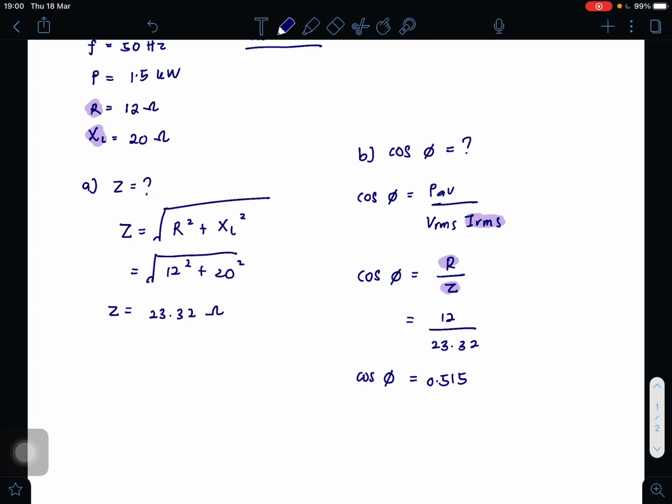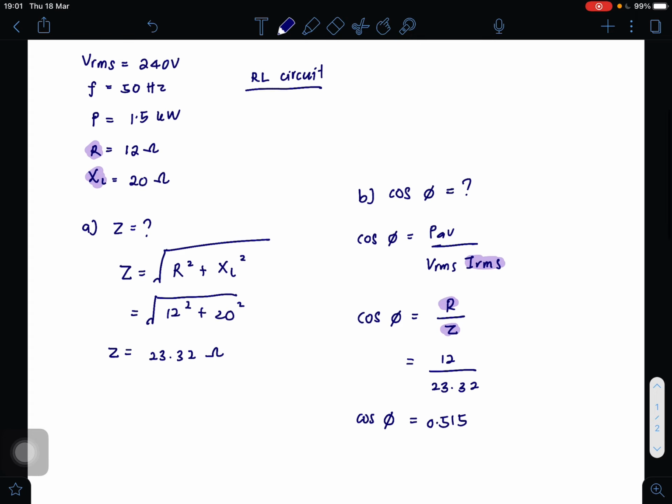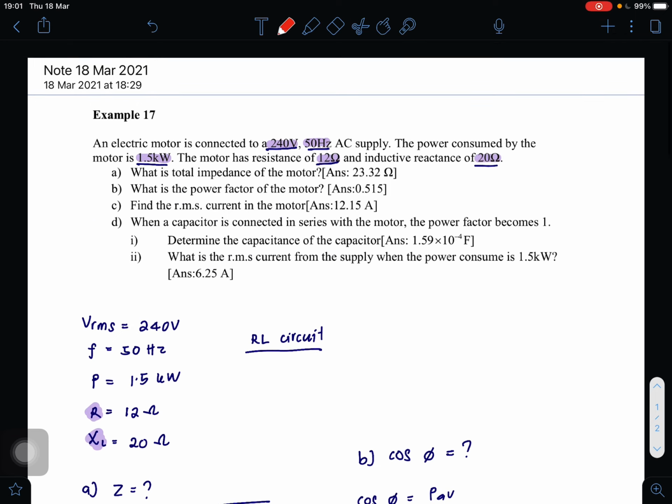Okay, power factor ni tiada unit because dekat sini unit dia adalah ohm kan, and then we can just cancel this one. So power factor, there is no unit. Okay, next one.